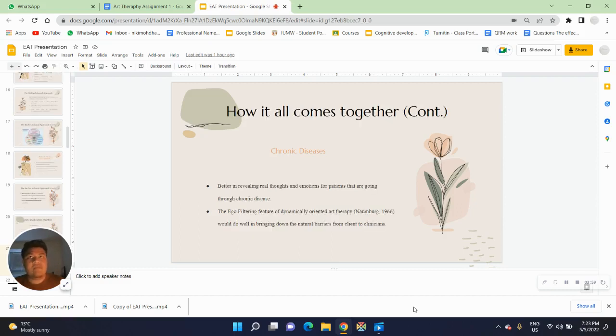Now, using dynamically oriented art therapy within the context of the biopsychosocial approach, it is better at revealing real thoughts and emotions for patients going through these chronic diseases. The ego filtering feature of dynamically oriented art therapy would do well in bringing down the natural barriers from client to clinician. With the clinician having a better understanding of the psychological factors that their client is experiencing, they can help the client and plan accordingly on how to cure this problem.